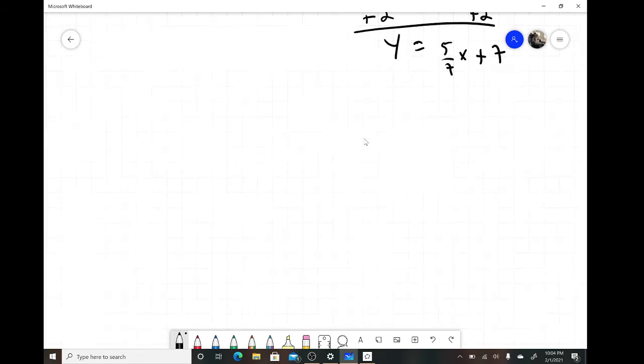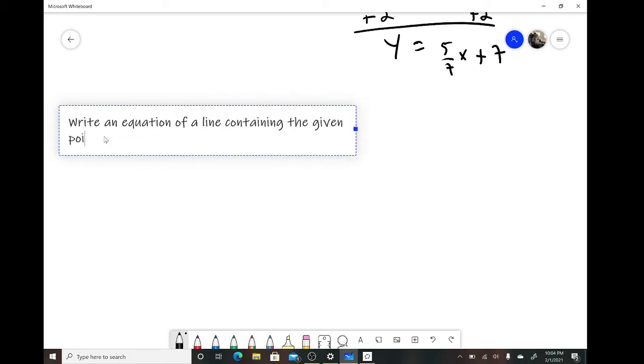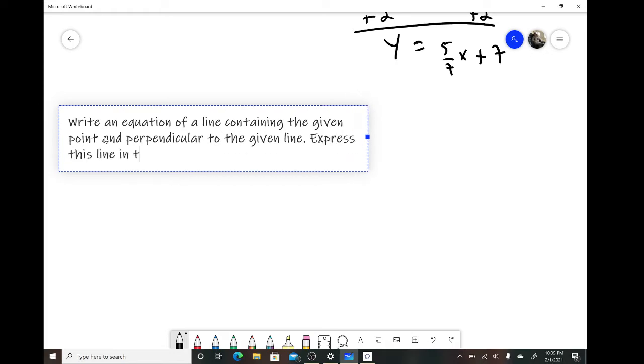Alright, so let's move on to our second problem for today. As you probably will have guessed by now, we're going to write the equation of a line that's perpendicular. So the second problem is: write an equation of a line containing the given point and perpendicular to the given line. We also want to express this new line in the form y equals mx plus b.